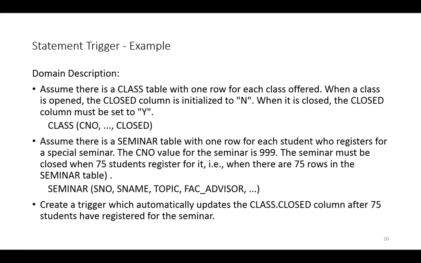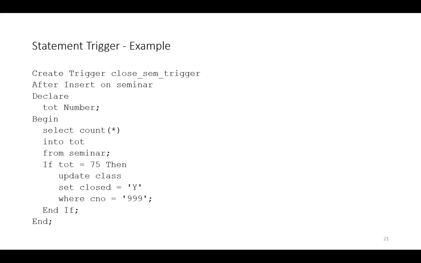What we wish to do is to automate that process of changing the closed column. We're going to create a trigger which will automatically update the closed column of the class table upon reaching 75 students registered for the seminar class. Here's the code to accomplish this. We call this trigger close seminar trigger.